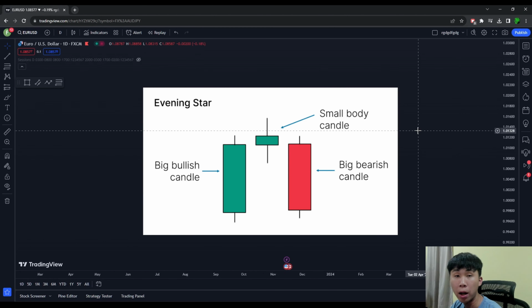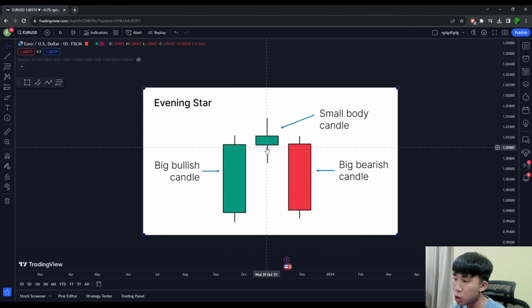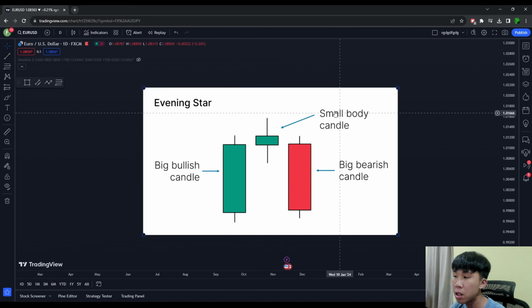What is the price psychology behind this evening star? Why does it tell us that price could potentially reverse? Previously we had the big bullish candle. It means that the buyer momentum is very strong. The next one, we had a small body candle. It means that the buyer momentum is now lost, and we have some wicks as well, which means that there are sellers here ready to push the price down. Therefore, this is why we see a wick here rejecting the price lower and closing the body. Next up, we have a big bearish candle to show us that the big sellers have fully stepped in and are ready to push the price lower. So these are the signs that the price could reverse towards the downside.